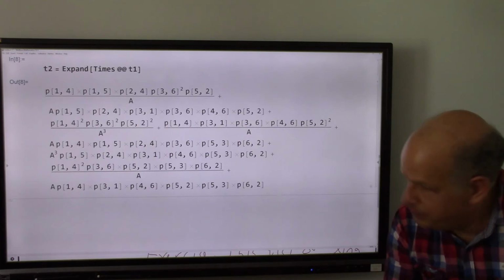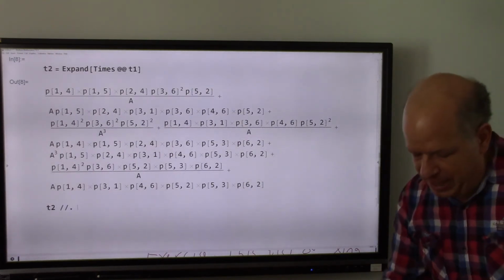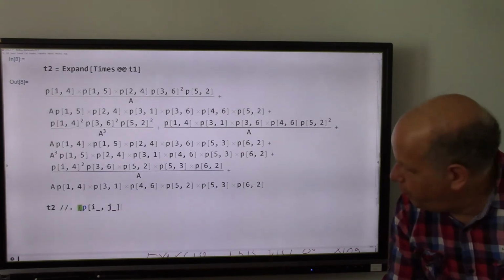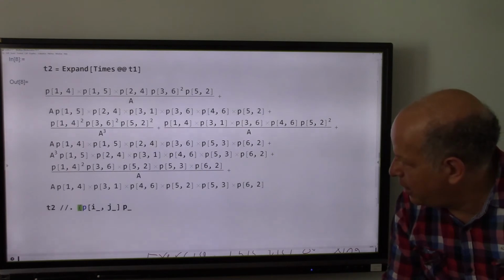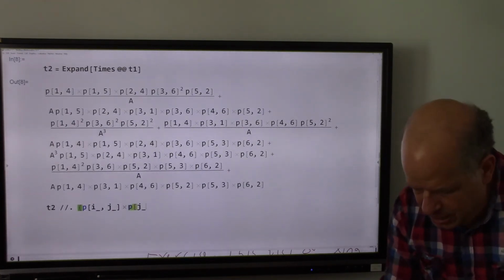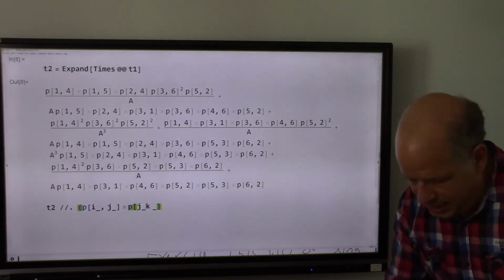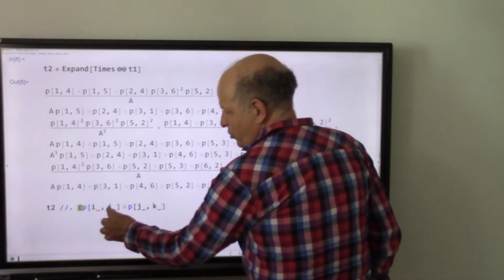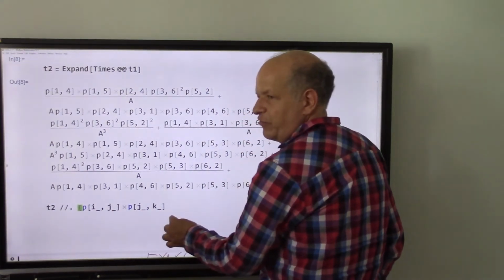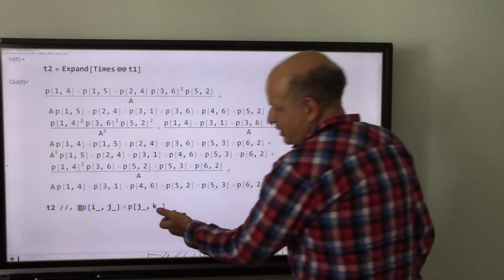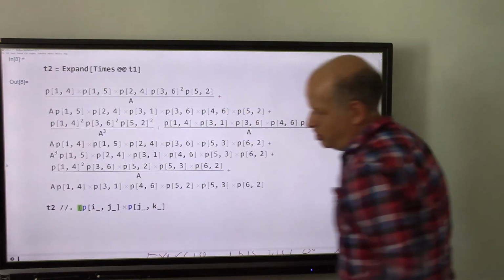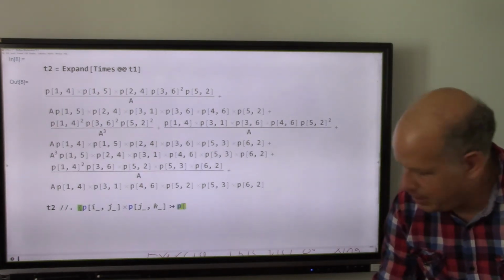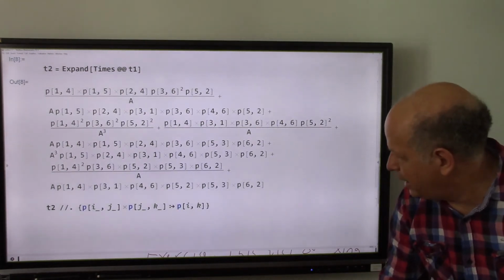I want to take T2 and repeatedly apply to it the rule that whenever you see a PIJ followed by a PJK, so basically this is an I connected to a J with a vertex, and then J connected to a K with a vertex. But I only want to count cycles, so I may as well shortcut it and call it a PIK. So I want to convert this into a PIK. So what will I get?